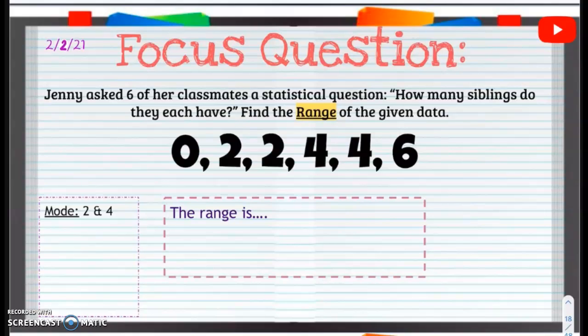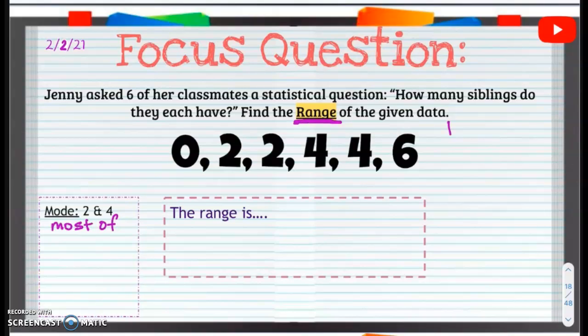Our focus question, we still have the same 6 numbers: 0, 2, 2, 4, 4, and 6. First of all, yesterday we found the mode of this data set. The mode was the number you see the most of, and in this case, it was 2 numbers, 2 and 4. Now we're going to find the range.